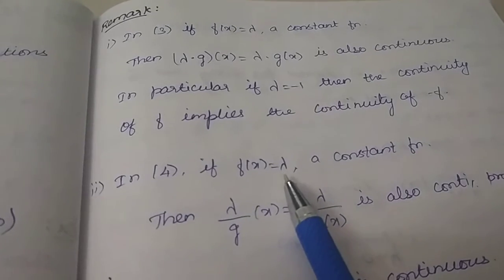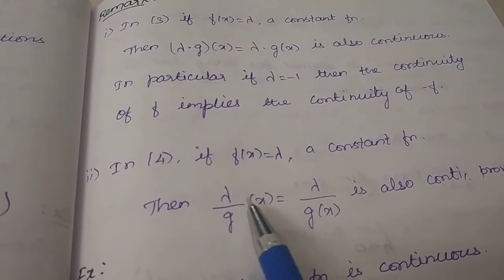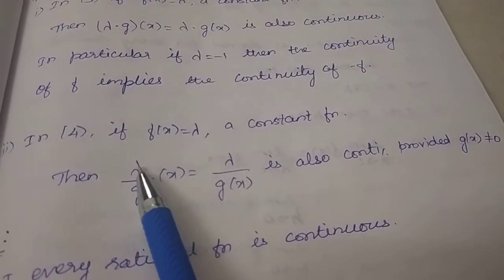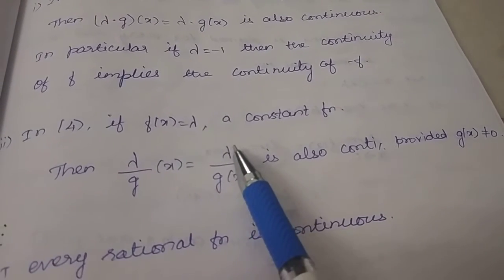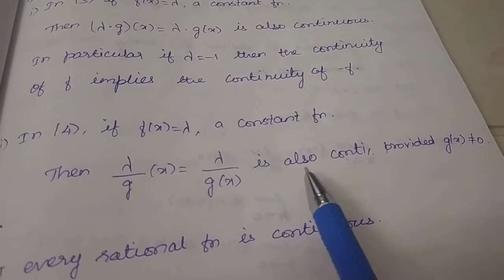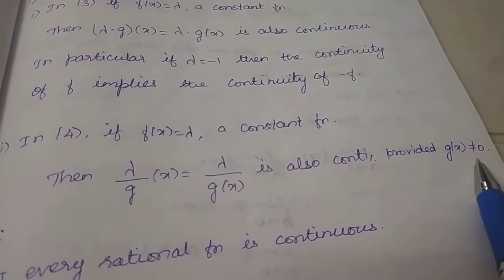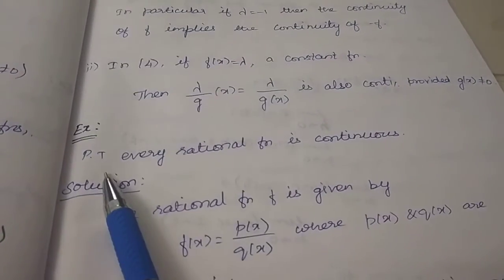Similarly, if you take a constant function for the quotient rule, we will get the result like this. In the place of f, we replace it with lambda. Then we will get the result as lambda by g of x. This is also continuous, provided always the denominator value should not be equal to 0. So let us see an example related to this.